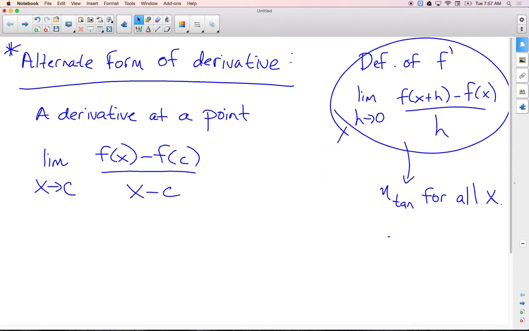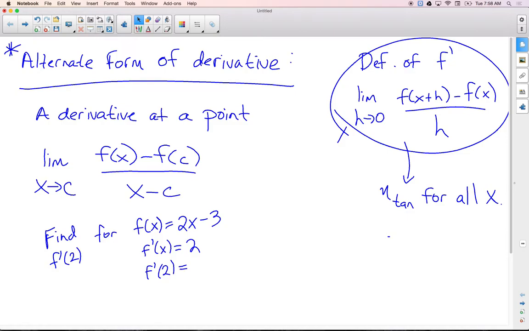Let's find f prime of 2. We'll do just a line. f of x equals 2x minus 3. Now, let's just shortcut it real quick and let's see what the answer is supposed to be. What's f prime of x? 2. So then what would f prime of 2 be? 2. All right, let's see if the alternate form of the derivative works.